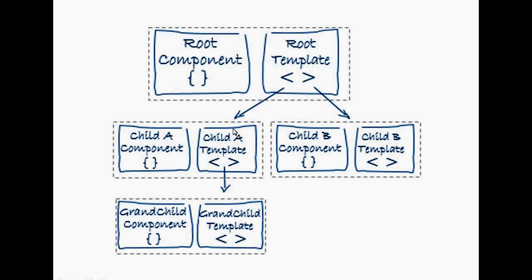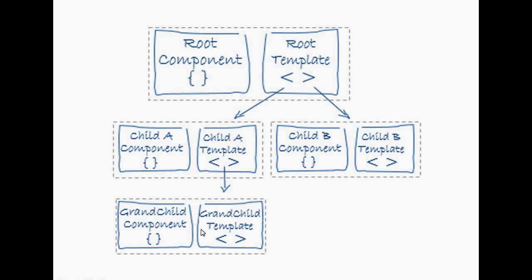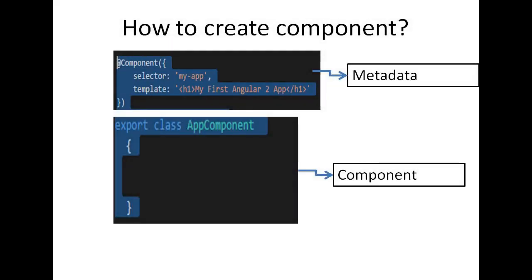That is a component class and its template, and here also component B, which is a class and its template. Again, component A also contains a grandchild component. So that is the component tree structure. You may have a question: how do we implement a component in Angular 2? So that's the answer to our question: how to create the component.